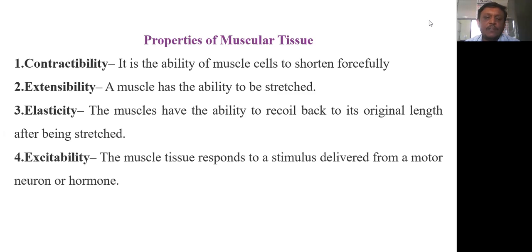Then the fourth property is excitability. It can be excited. So muscle tissue can respond to a stimulus which may be coming from the motor neuron or which may be received by the hormones. So after hormone stimuli or by the stimulus from the nervous system, this muscle can be excited and it can respond by contracting. So these are the basic properties of muscular tissue.